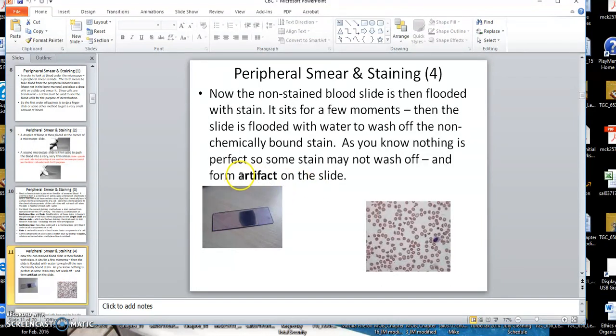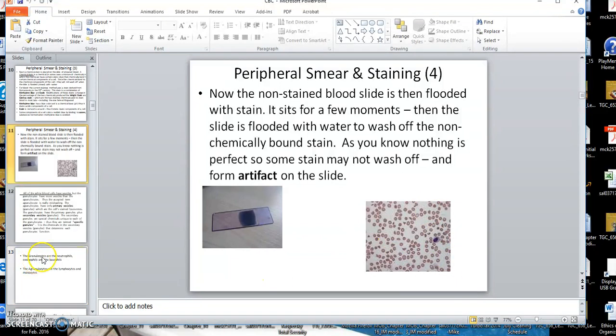In reality, nothing's perfect, and that's called an artifact. When you do that, you would see something that looks like this here. That would be a white blood cell there. These would be a bunch of red blood cells.